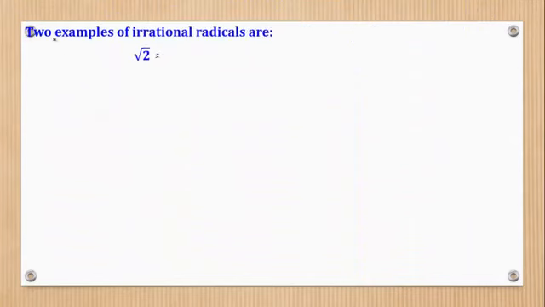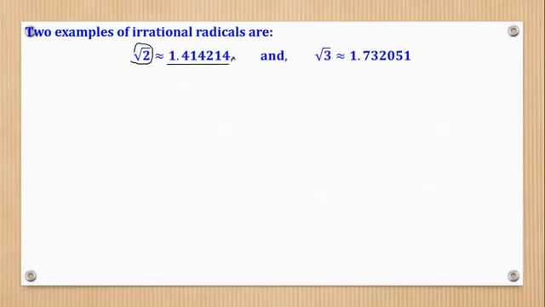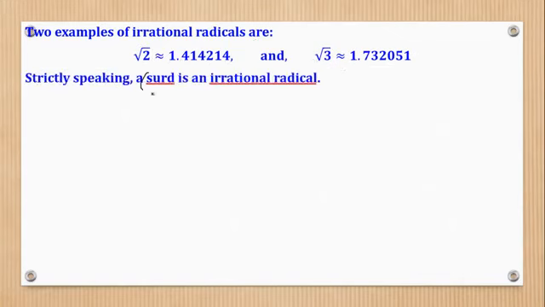Irrational radicals include square root of 2. If you press the calculator, you'll come up with this and more decimals. I've just rounded them off. Square root of 3, which is this and more decimals, I've just rounded off. So strictly speaking, a surd is an irrational radical. So these ones are known as surds. So I believe by now we know what a surd is.